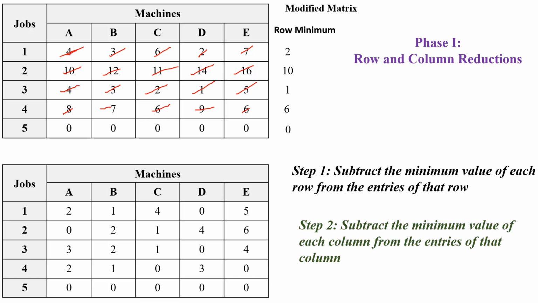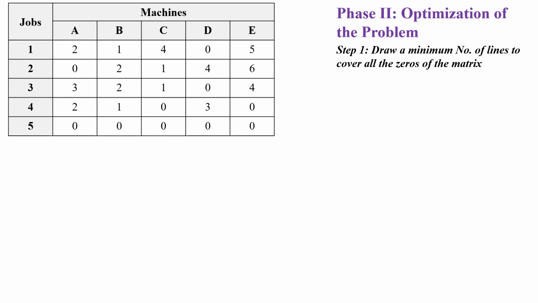Next step is to subtract the minimum value of each column from the entries of that column. Here all the columns have a minimum value of 0, so no changes occur in the matrix. After the row and column reductions, next we go for phase 2, that is, optimization of the problem.